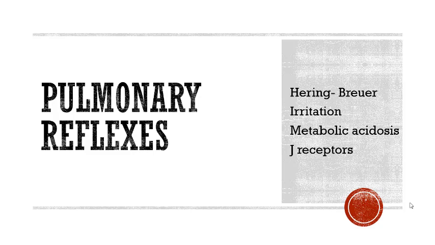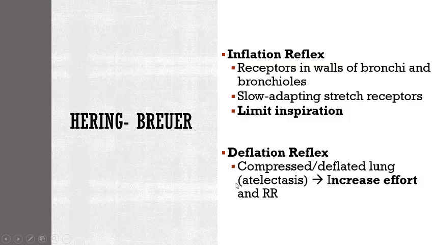Kind of piggybacking on what we talked about with the original neural signals from the medullary and pons center, we're going to look at some of the pulmonary reflexes that you have that create abnormal and different breathing patterns for you guys. So these are the 4 listed here that we're going to talk about. The first one is the Hering-Breuer reflex.